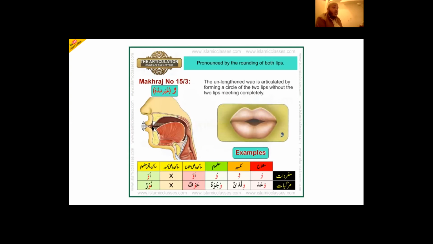Wow. Okay, make that round shape with your lips. The unlengthened waw, that's what it's called, is articulated by forming a circle of the two lips without the two lips meeting completely. Wow.